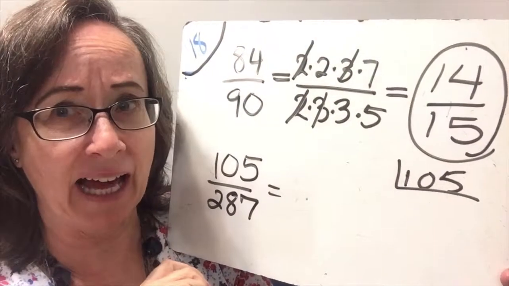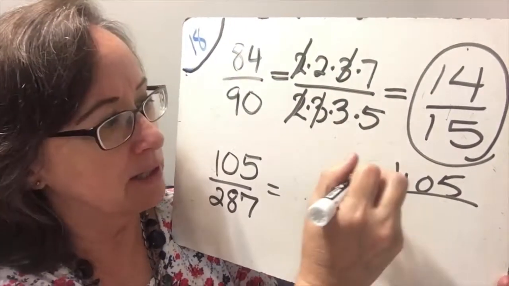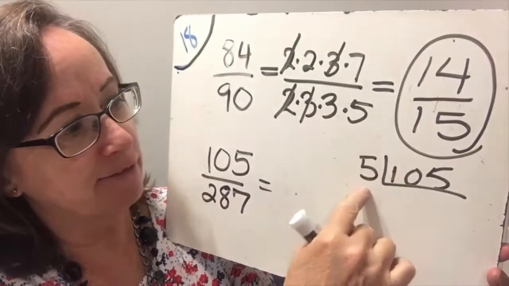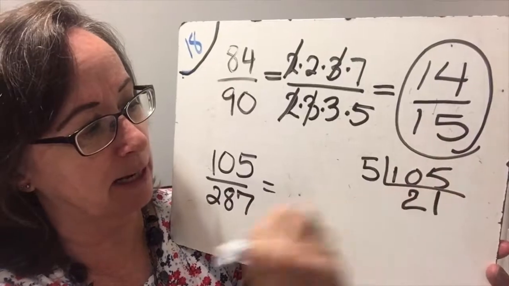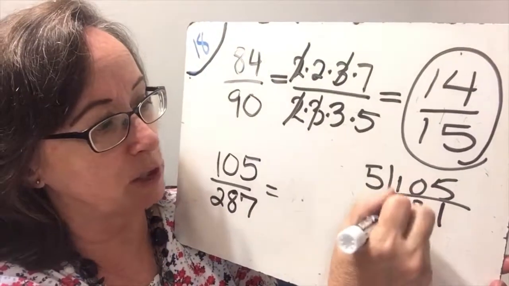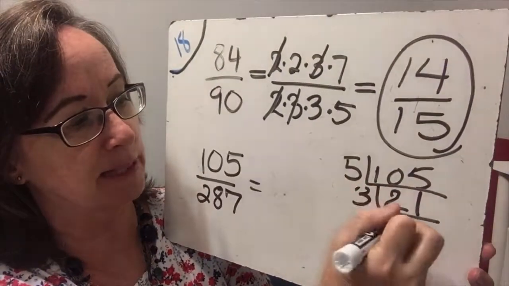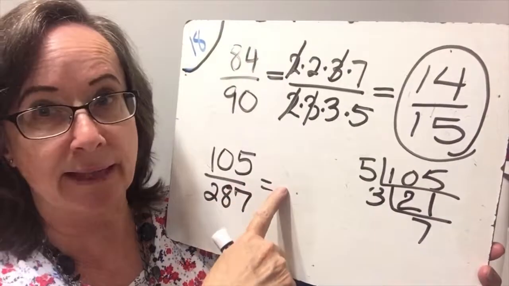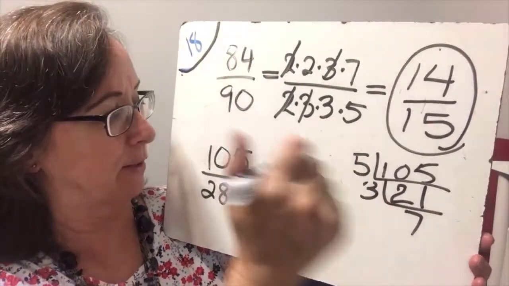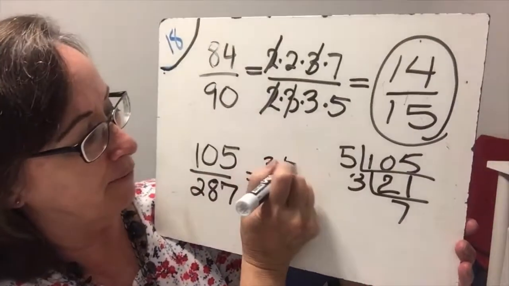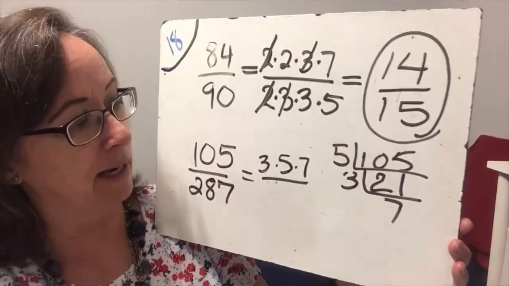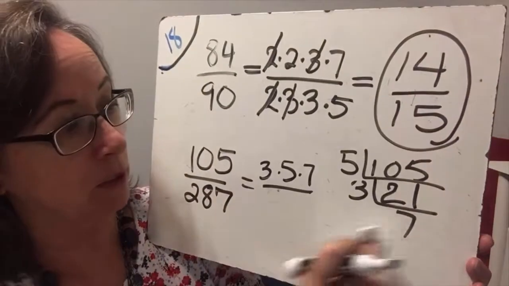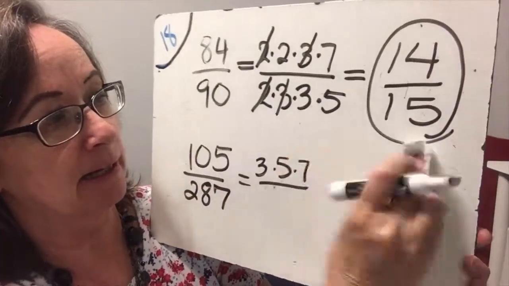Now, 105 is divisible by 5. So let's just divide it by 5. 5 goes into 10 2 times, and 5 goes into 5 1 time. So we get a 21, which we know is a 3 times a 7. So we can write these in order: 3, 5, 7. 3 times 5 times 7 divided by. So now we're going to have to go figure out what 287 is.